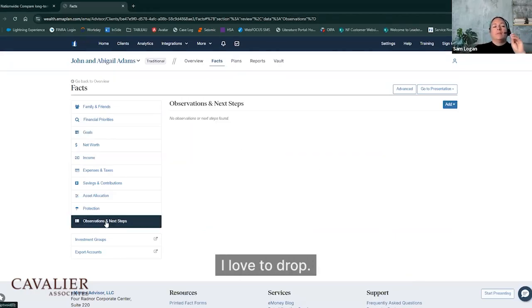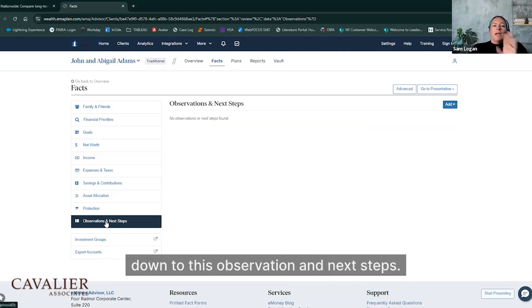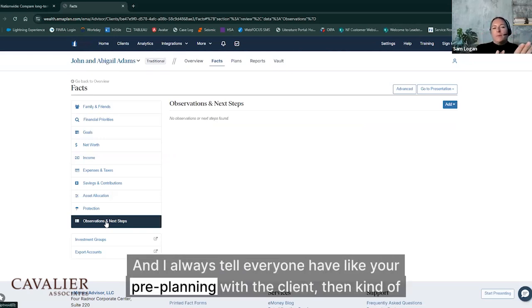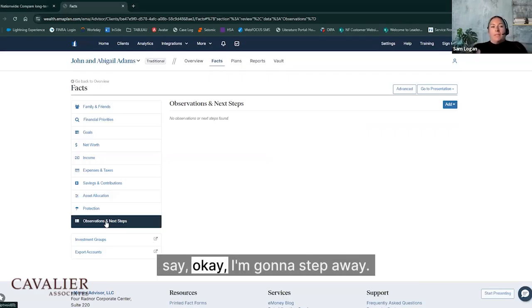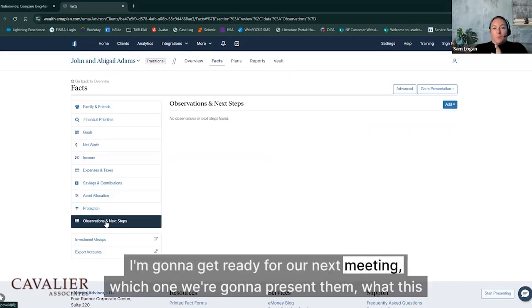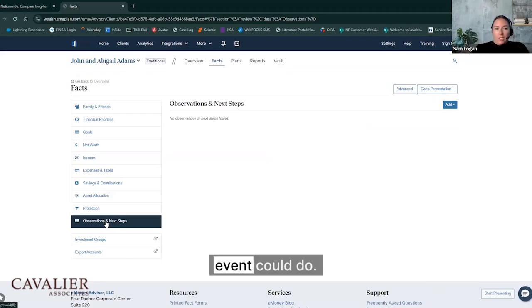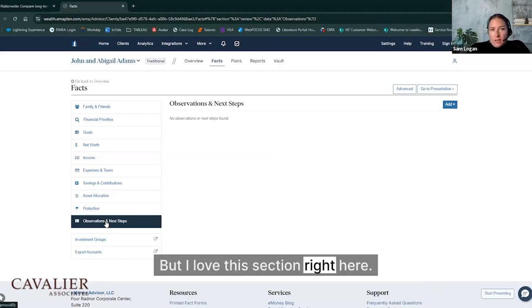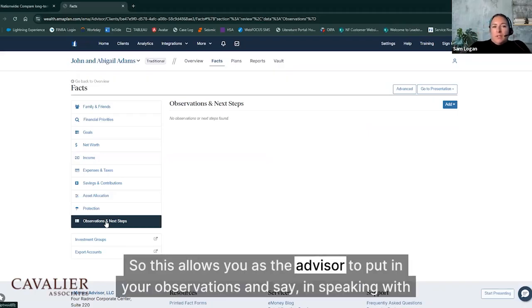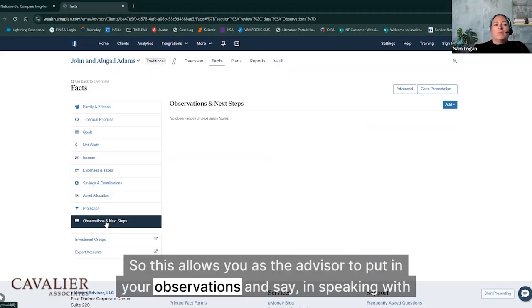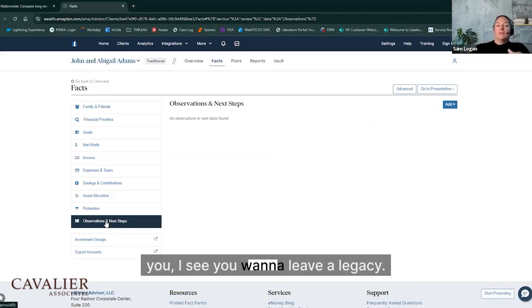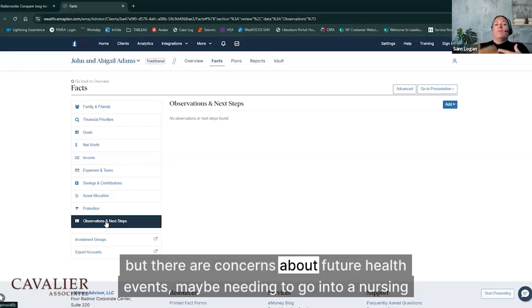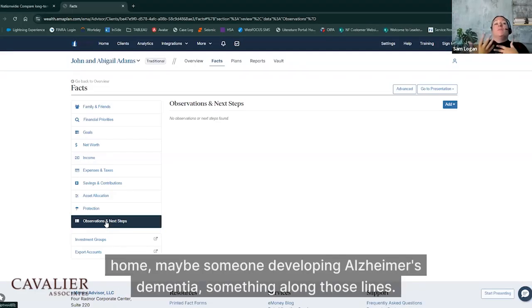I love to drop down to this observation and next steps. And I always tell everyone, have your pre-planning meeting with the client, then say, okay, I'm going to step away. I'm going to get ready for our next meeting, where we're going to present what this event could do. But I love this section right here. This allows you as the advisor to put in your observations and say, in speaking with you, I see you want to leave a legacy, but there are concerns about future health events, maybe needing to go into a nursing home, maybe someone developing Alzheimer's, dementia, something along those lines.